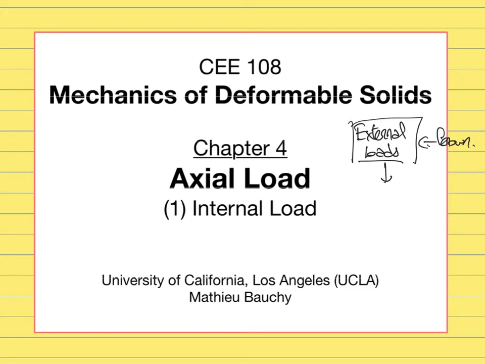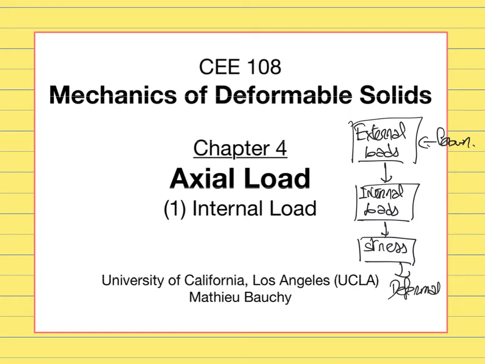Then based on this, you will be able to calculate the internal loads acting within the structure. Based on the internal loads, you will be able to calculate the stress, both the shear stress or the normal stress, depending on the types of loads that you have. And then based on the stress, we will be able to calculate the deformation, either in terms of strain or in terms of absolute elongation or other types of potential deformations. So we are going to see this relationship on how you go from the external loads that are applied to the ultimate deformation of the material.